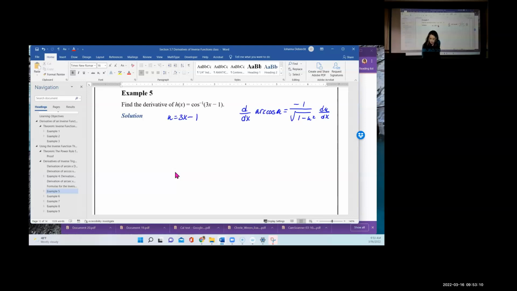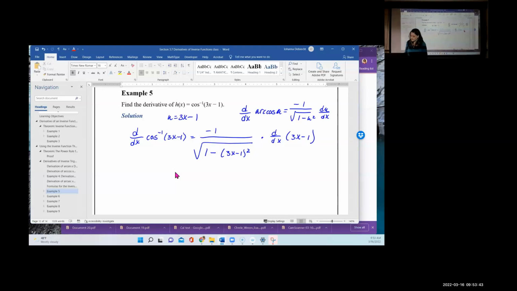All right. So the first thing we're going to do to take the derivative of the inverse cosine of 3x minus 1 is we're going to take a -1 and divide by the square root of 1 minus u squared. U is going to be our 3x minus 1, so we square that. And then we multiply this by the derivative with respect to x of the 3x minus 1. All right, that's what we mean by the derivative of the inside, du dx.